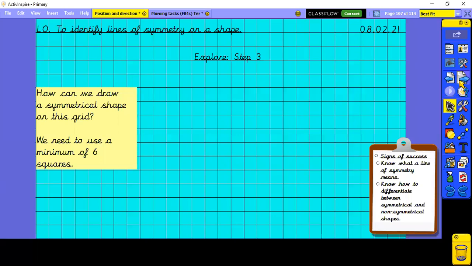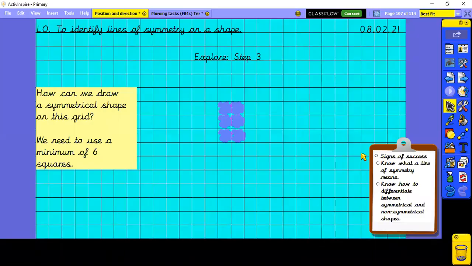Okay, year 5, now we're on to our step 3 input. So we've got a grid on the screen, and I want us to think about how we can draw a symmetrical shape on this grid. And we need to use a minimum of 6 squares. So firstly, think of a symmetrical shape, and then think about how we can use 6 squares to draw it. And if you feel confident, you could pause the video and have a go at this question in your books. And if not, keep watching and we'll have a look together.